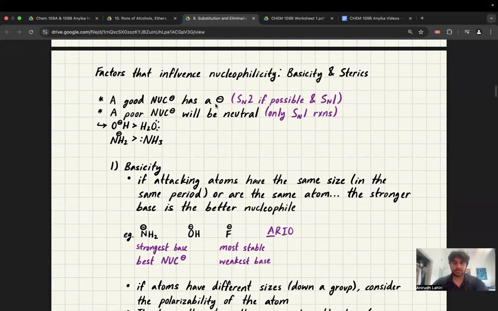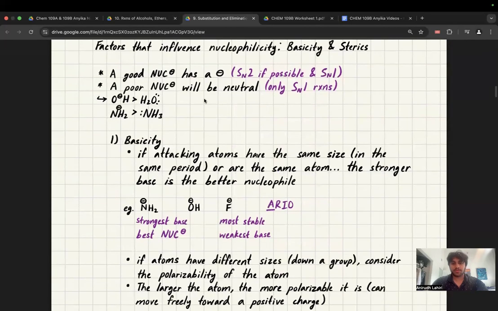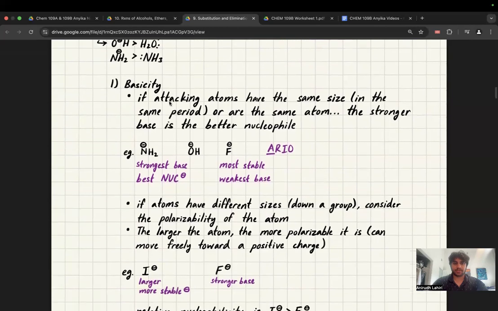So SN2 will generally happen if possible, and SN1 will also happen if there's other considerations. A poor nucleophile will always be neutral, and it'll only have SN1 reactions. So if you see a neutral nucleophile, you immediately know it's either SN1 or E1. And generally speaking, if you see a good nucleophile, you can expect it to be SN2 and sometimes SN1, but generally SN2 and E2. And we'll get to eliminations in a second.